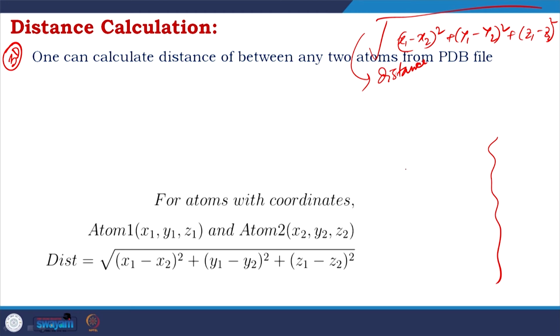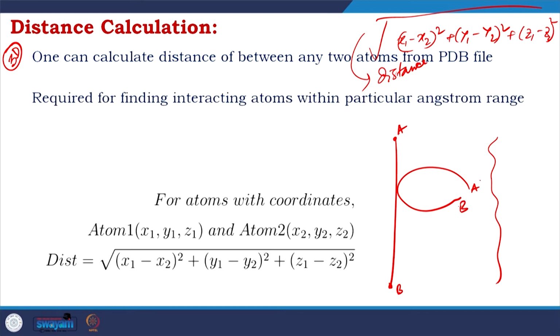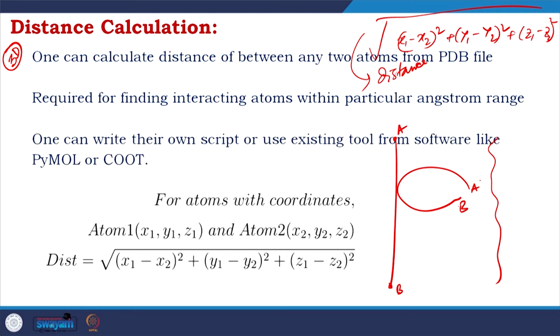So, let us say this is the length, but this is now this. So, the 2D distance between A and B is this, but the 3D distance between A and B is this. That is what is important here. It is required for finding interacting atoms within a particular angstrom range. One can write their own script or use existing tools from software like PyMOL or Qt. So, what am I talking about?